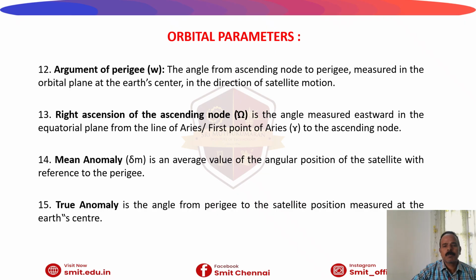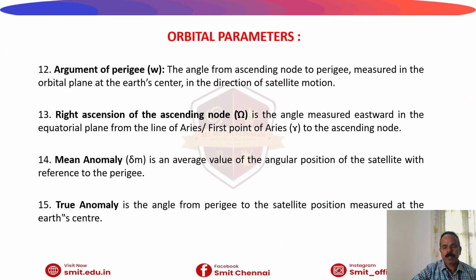Then the argument of perigee is the angle from the ascending node to perigee, measured in the orbital plane at the center of the Earth. It indicates the direction of satellite motion. So the argument of perigee is an important parameter that gives the direction of satellite motion.